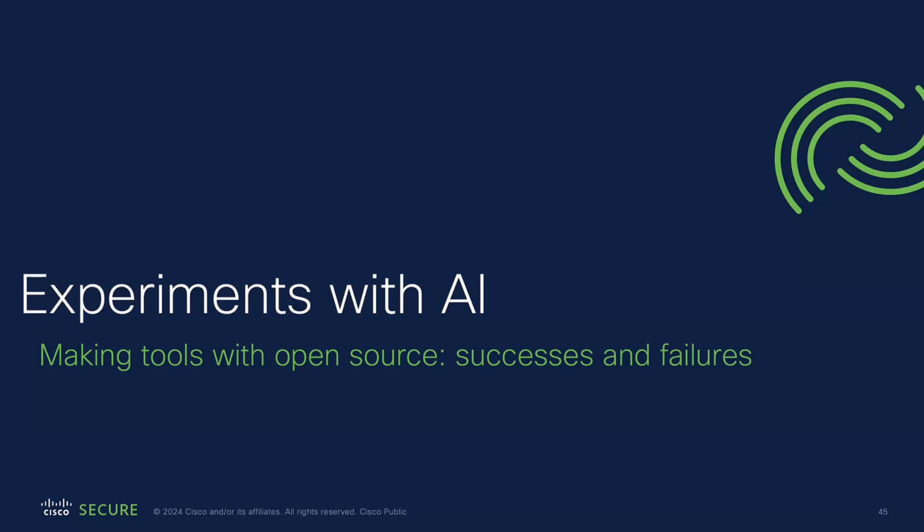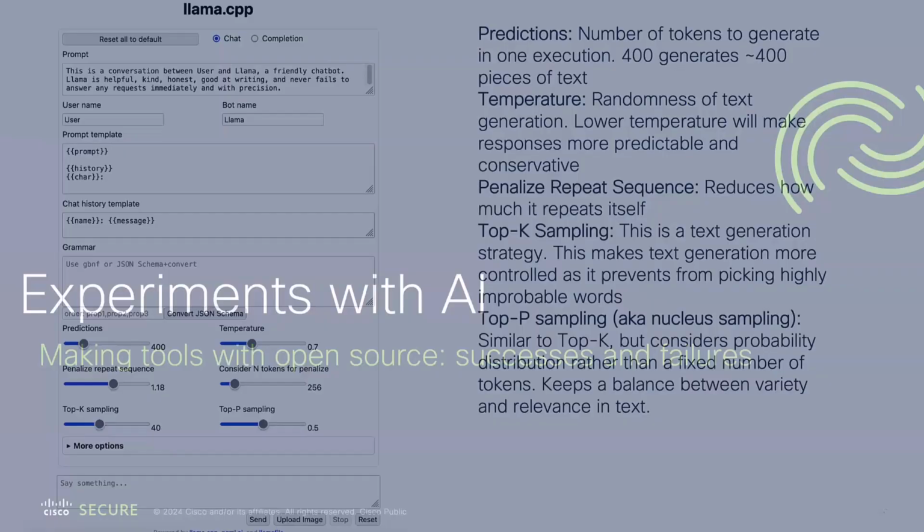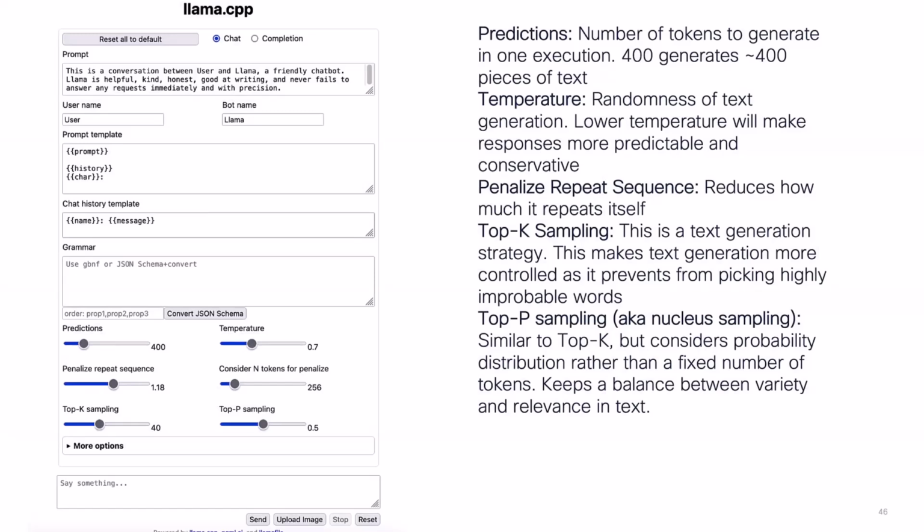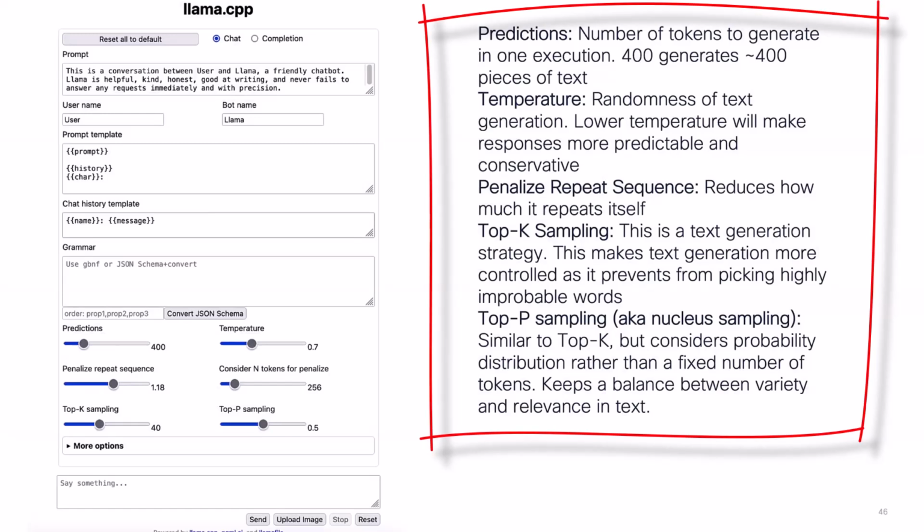So, for example, if you're using most systems, they'll have a setting called, maybe, predictions, and this is the number of tokens to generate in one execution. If you have 400 tokens, it's roughly 400 pieces of text, depending on, for example, if you have contractions or how it decides to tokenize. The other interesting bit is temperature, and that's the randomness of the text generation. The lower the temperature, the more predictable it is, and the higher the temperature, it's just going to make stuff up. If you set it way too high, it just starts to spew lots of garbage.